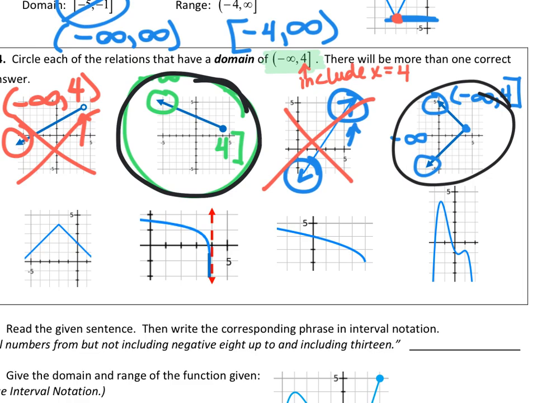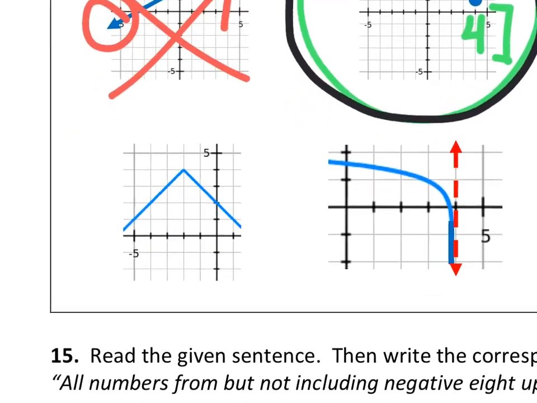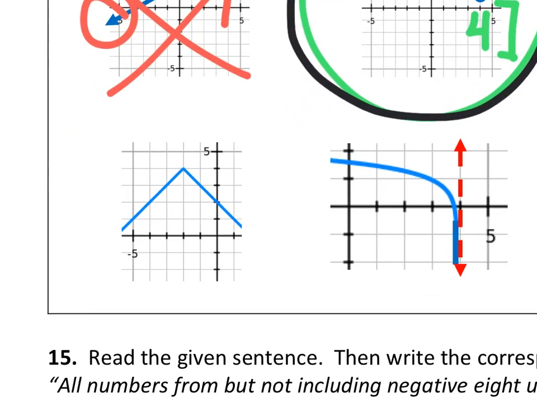Let's look at the bottom row. Remember that your domain is your x values. Here on the left, you go to negative infinity. On the right, you go to positive infinity. And so this graph doesn't end at 4, and therefore it's not one of our choices.